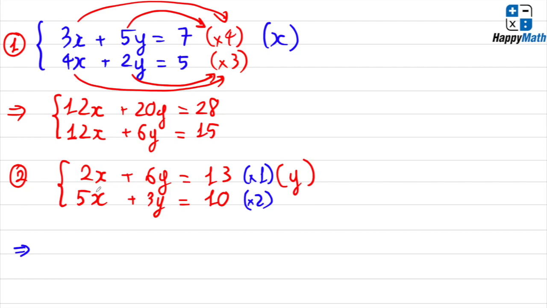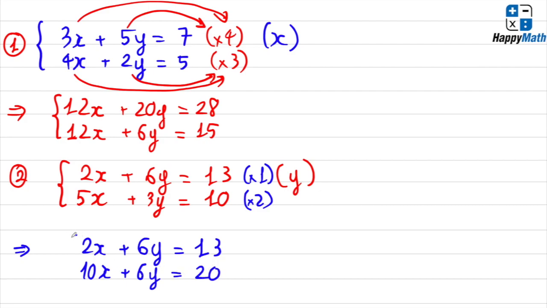So the first equation, 2x multiply 1, okay, 2x, 6y, and 13, sorry. Multiply by 2 for the second one, you got 10x, 6y, and 20. Yeah, so after this, we got the same coefficient of y for the first equation and the second equation. Okay, that's my purpose. So we finish 1 and 2, and I hope you can understand this kind of exercise, and we have 2 more examples.